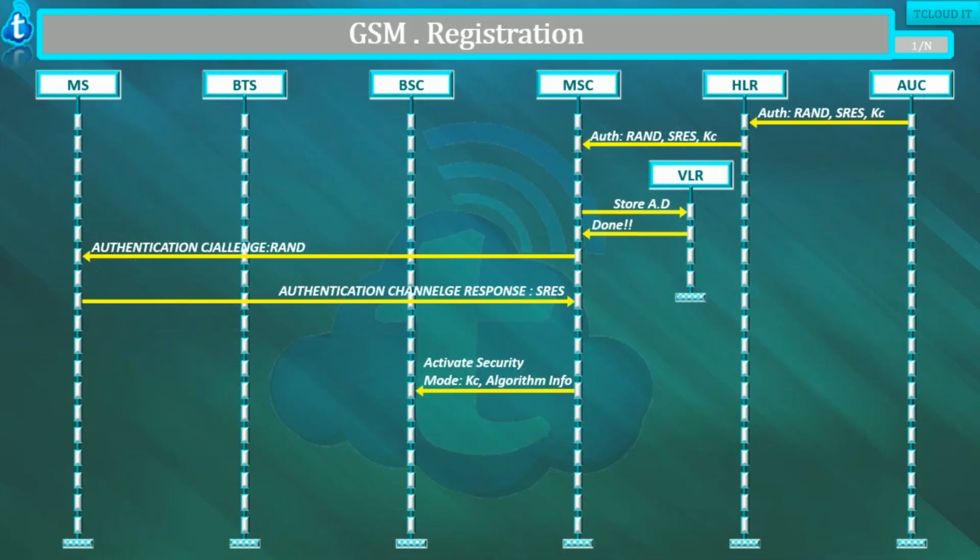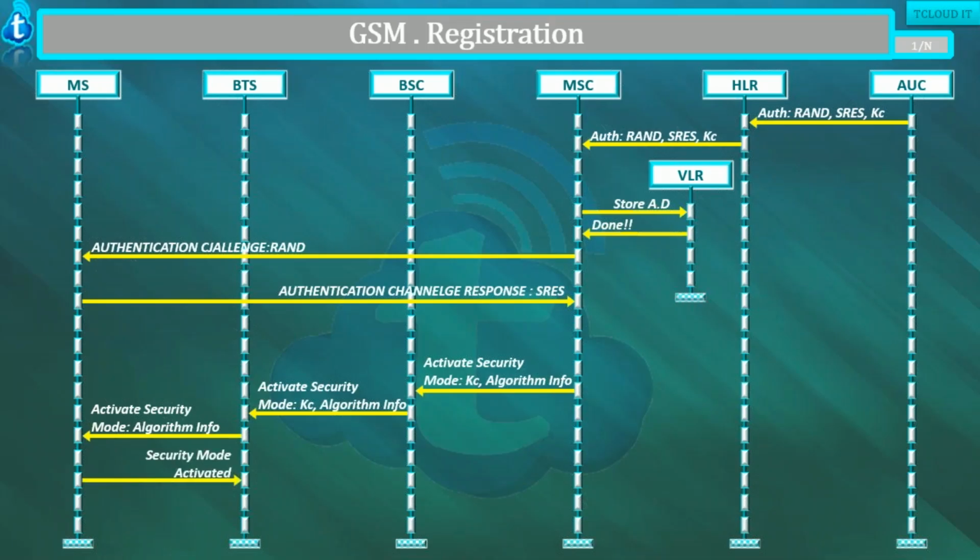So we are enabling that security mode. How? MSC is forwarding this security mode activation command to BSC. BSC forwards it to BTS along with this KC. But BTS will keep this KC to itself, and it will only forward the information to the mobile station that, hey man, you are supposed to activate the security mode. The mobile station has to come back and tell whether it is accepting it or not. Of course your mobile will come back and say, I'm accepting, I'm ready to activate the security mode.